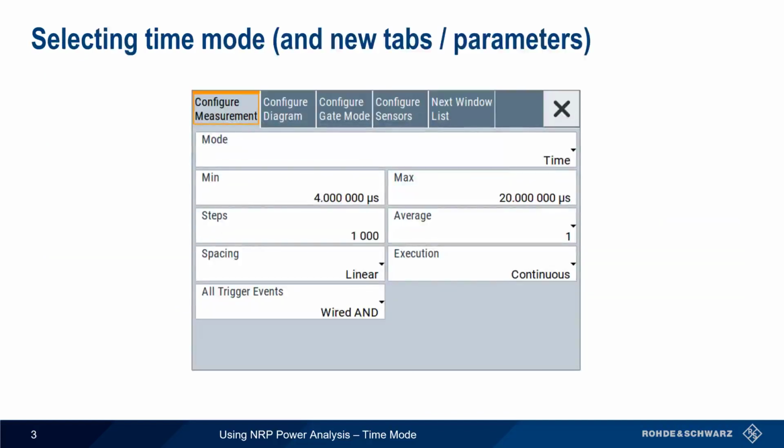The first step in making time mode measurements is setting the mode to time in the Configure Measurement screen. Note that a new additional tab, Configure Gate Mode, and a Trigger Events parameter will appear when we select Time Mode. We'll come back to these parameters in just a moment.